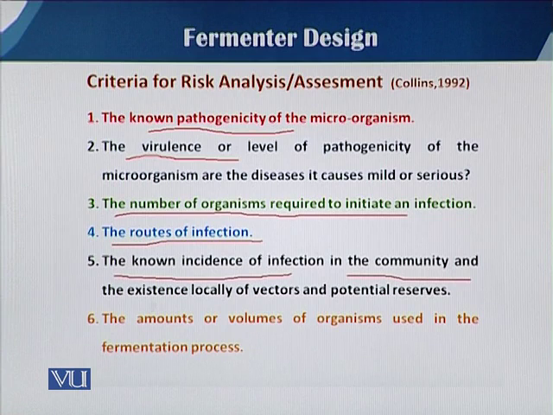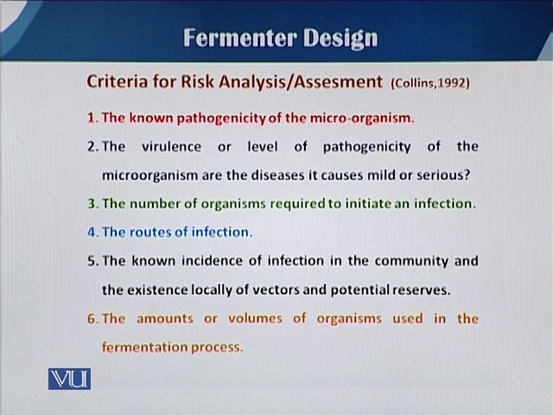The sixth criterion is the amount or volume of the organism used in the fermentation process. That means what scale of fermentation we are using: laboratory scale, pilot scale, or industrial scale. As well as the volume, we have to look at what kind of process we are using, either solid state fermentation or submerged fermentation. So we should be clear about the volume and the type of process, which is very relevant to know the risk factor associated with the organism, which we call the process organism.